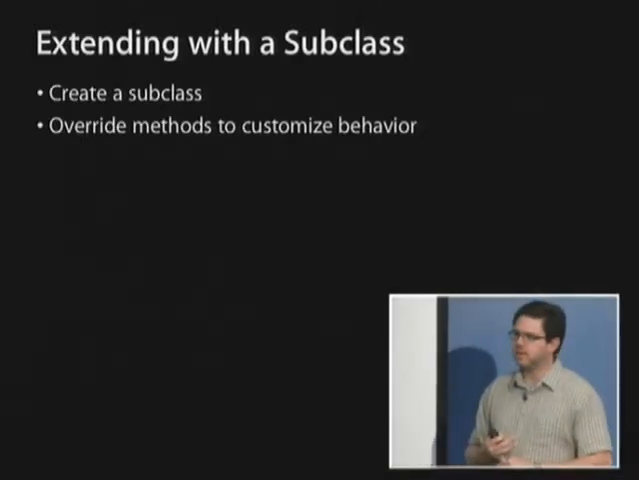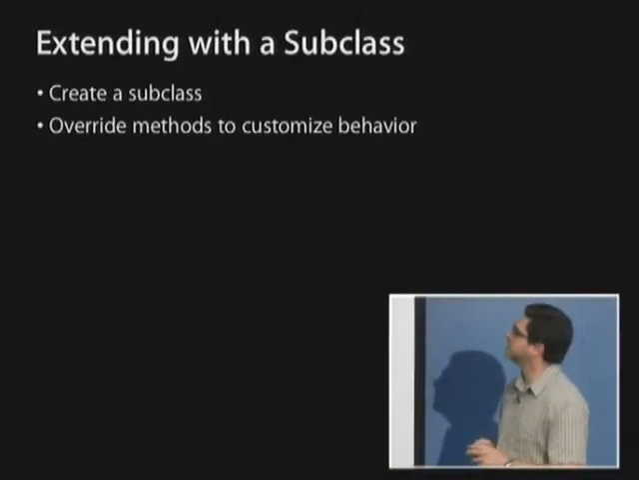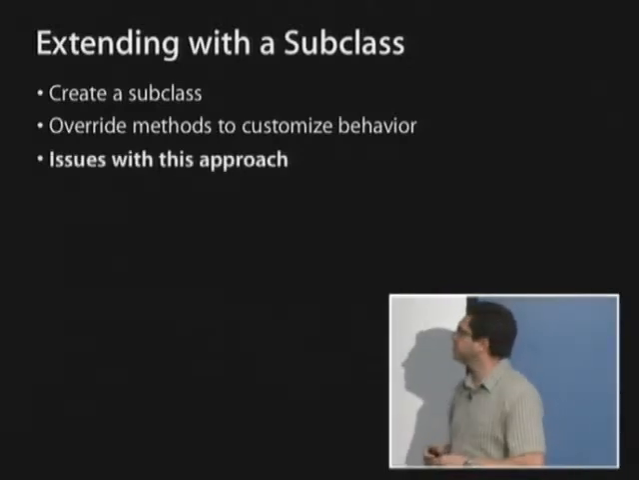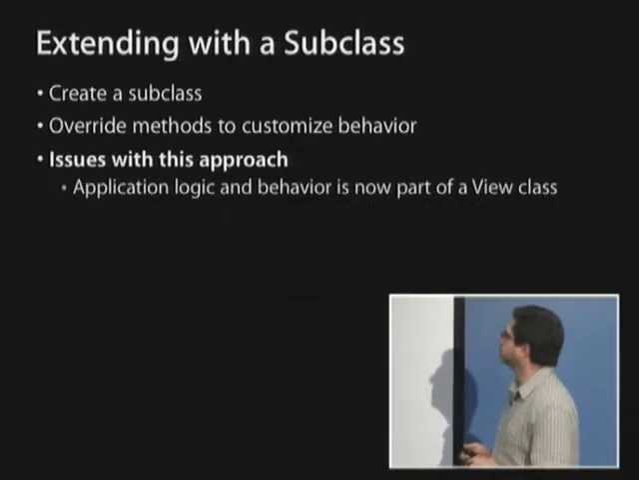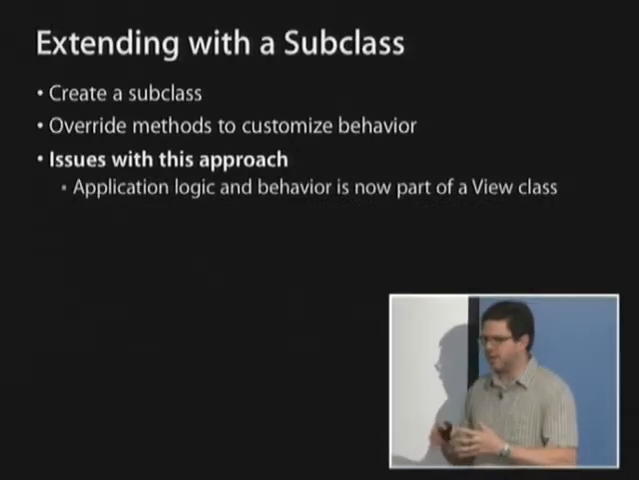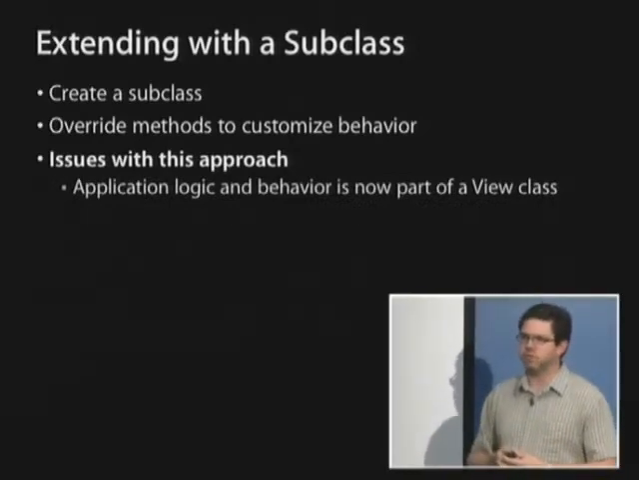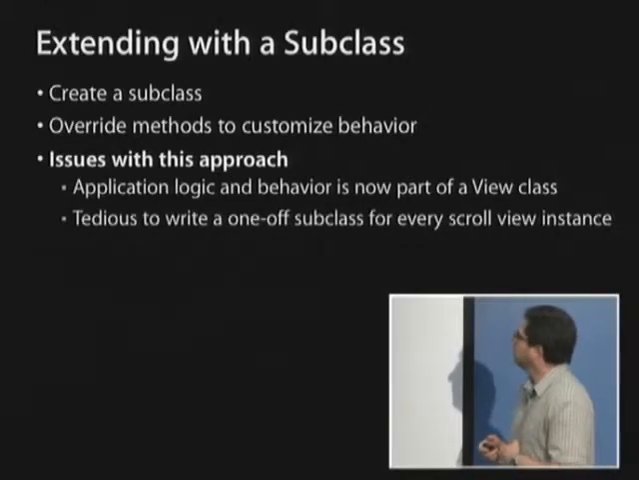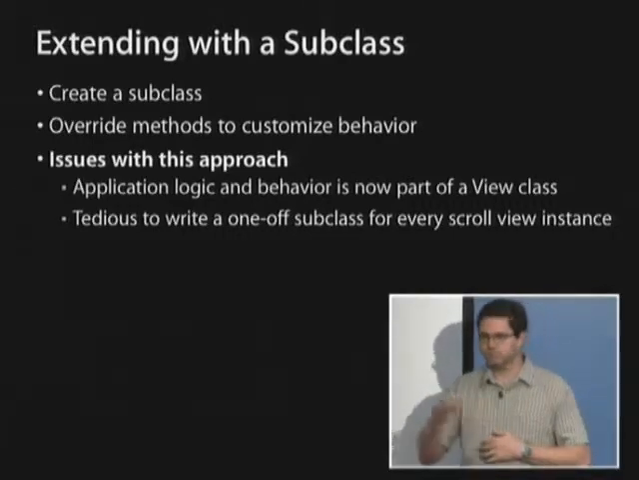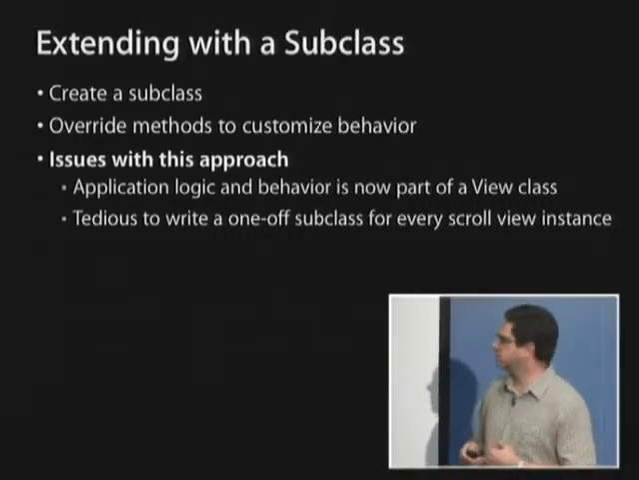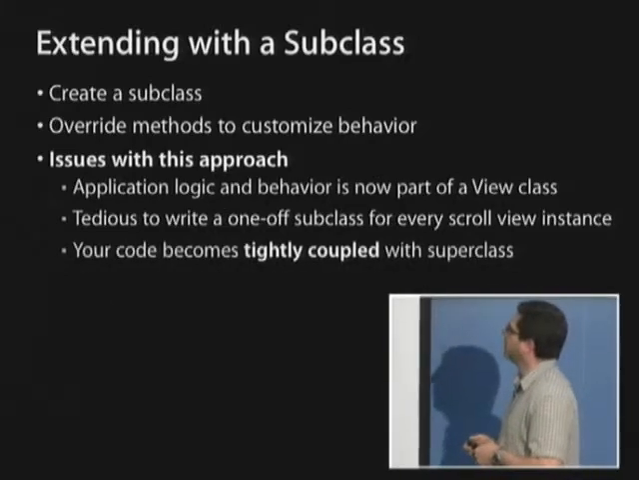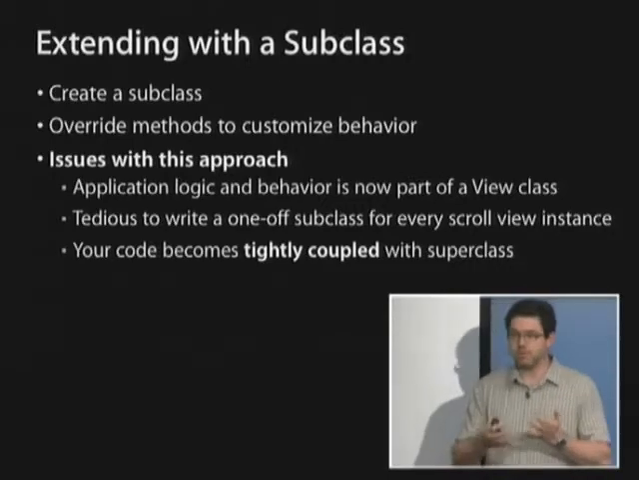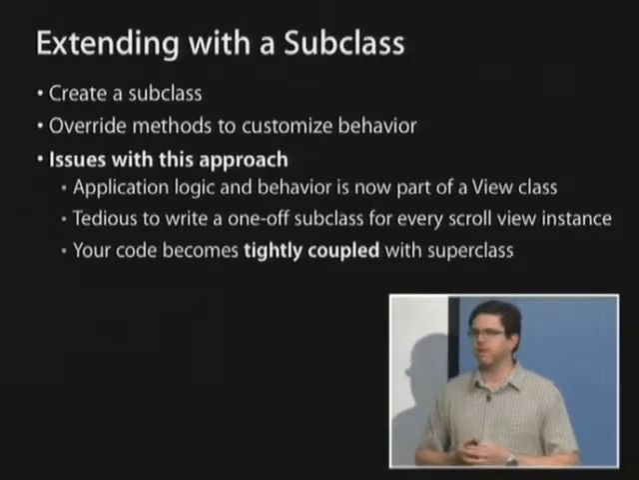So there's a couple ways to extend this. We can extend with a subclass. So you would obviously create a subclass, and you can override whatever method you want to customize the behavior. But there's a few issues with this. You've now bound your application logic up inside a view instead of keeping the nice model view controller paradigm. And you have to write new subclasses anytime you want to change the behavior, which gets kind of tedious. And your code becomes tightly coupled. In this case, it's bound to a scroll view, so you can't use it as part of any other class.